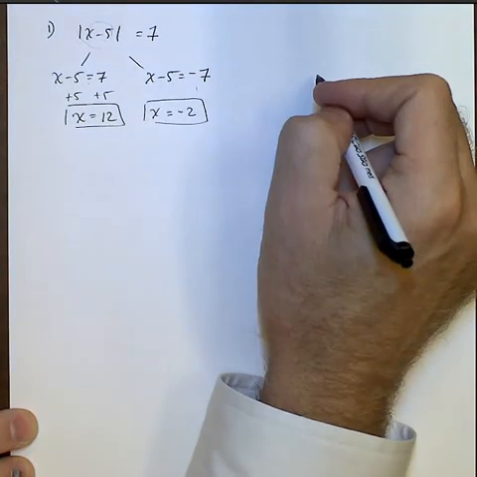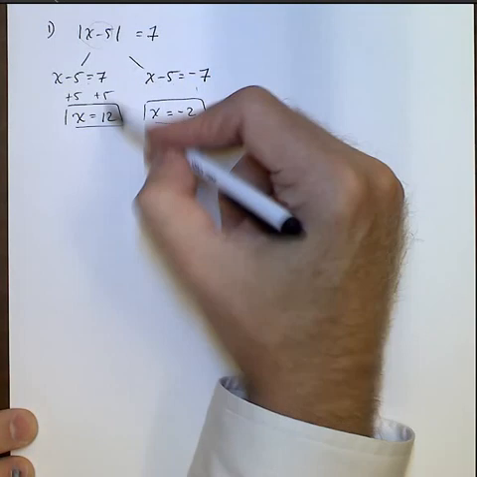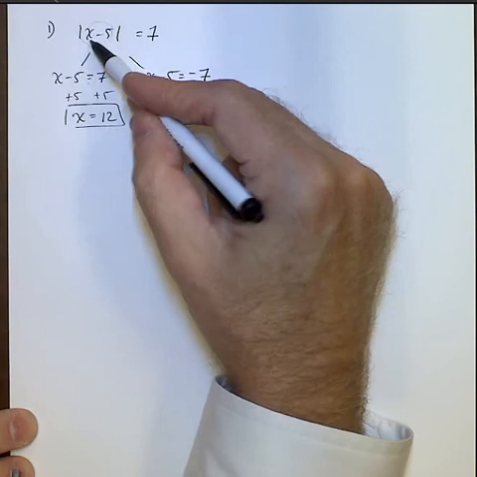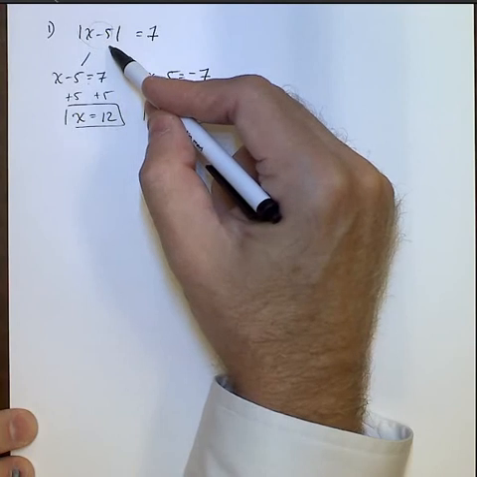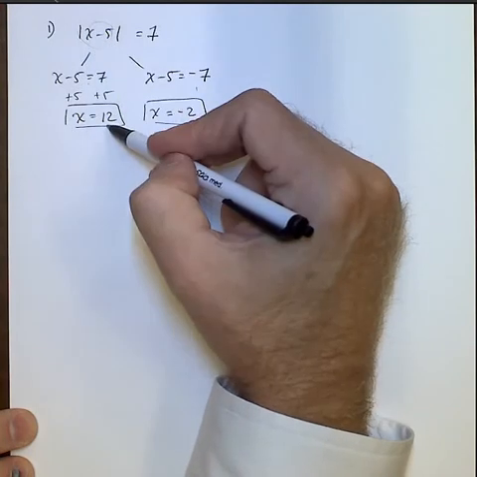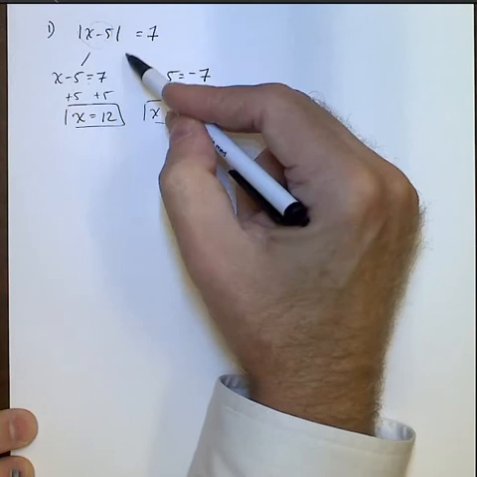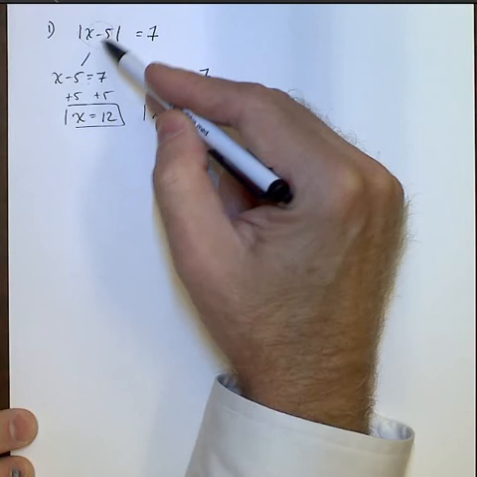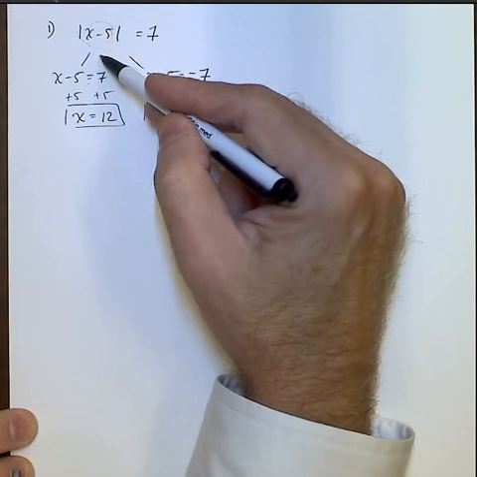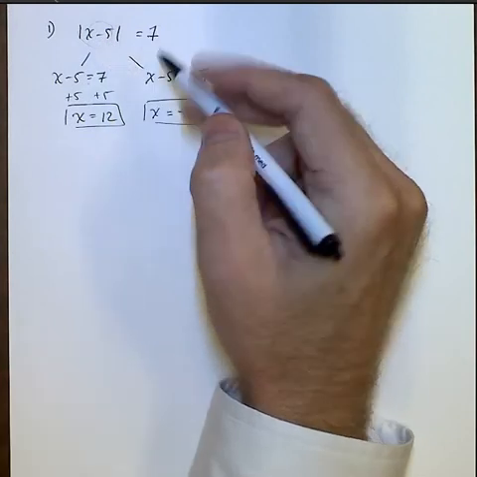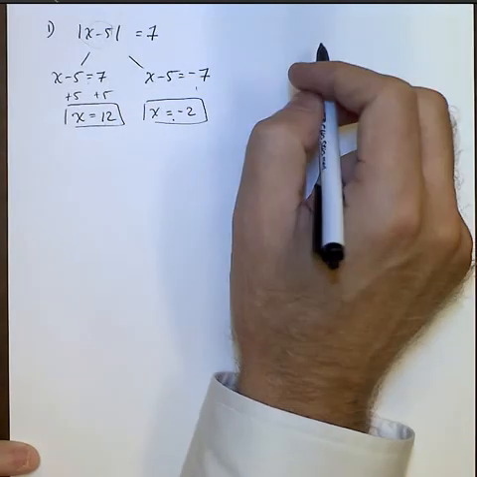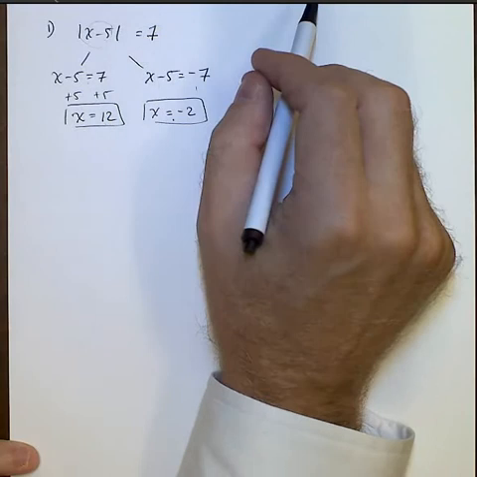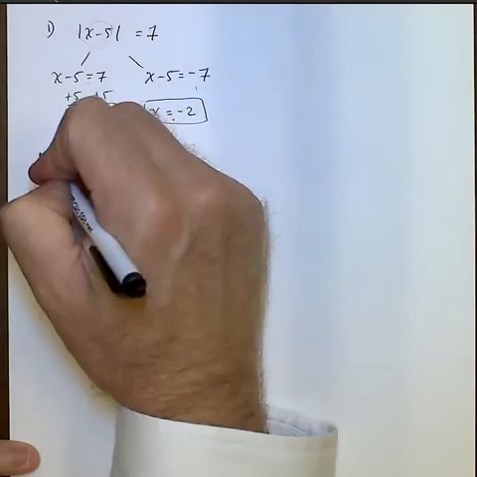Now if we actually go back and check our work, if we put x equals 12 back into the original equation, we get 12 minus 5 is 7. The absolute value of 7 is in fact 7. So this is valid. If we put negative 2 back into our original equation, negative 2 minus 5 is negative 7. The absolute value of negative 7 is positive 7. So we just verified by checking that both of these values of x do in fact satisfy the equation. Always a good idea to go back and check your work.